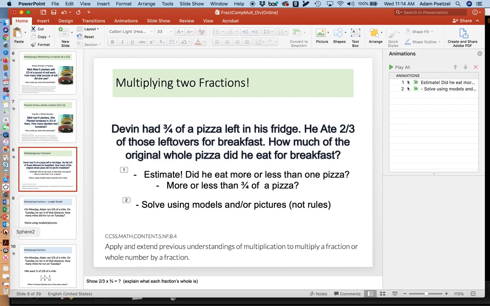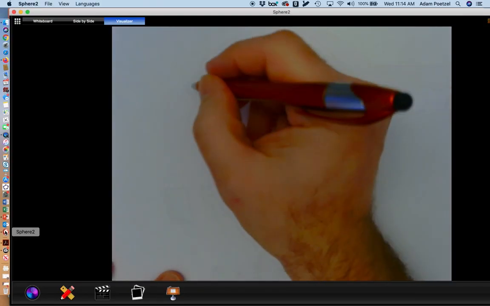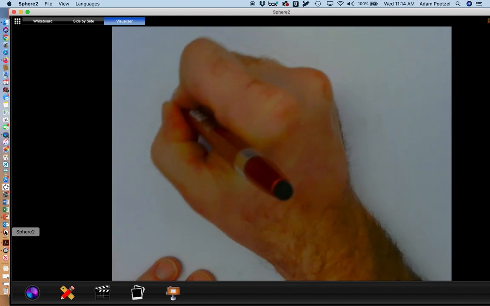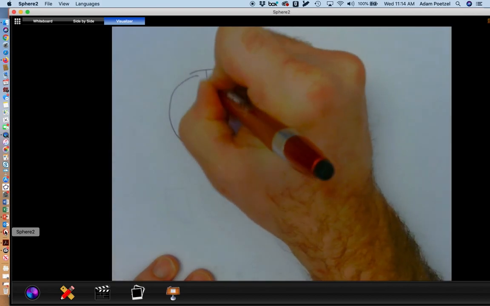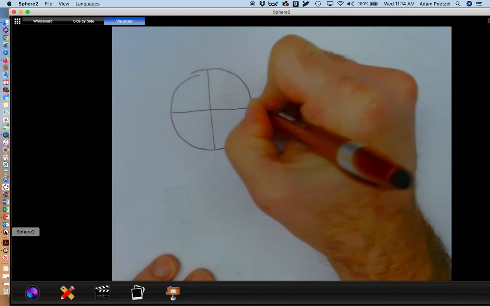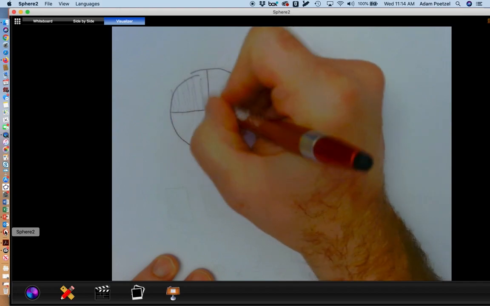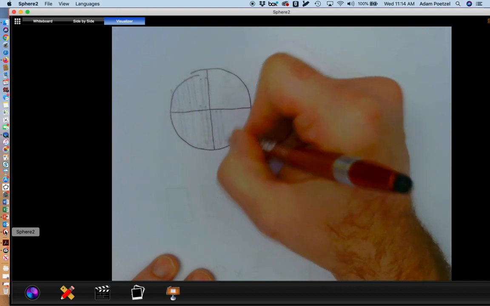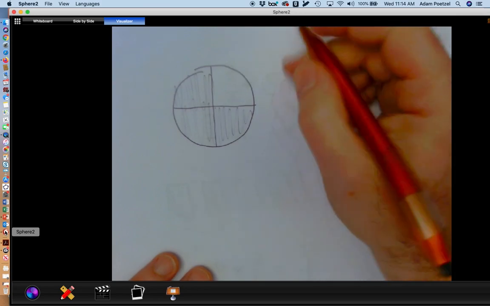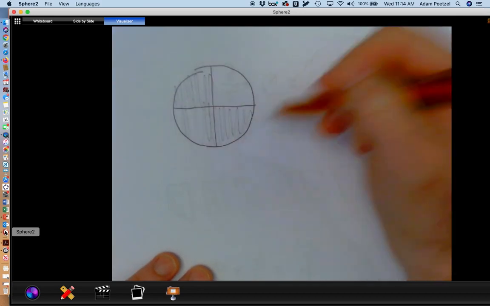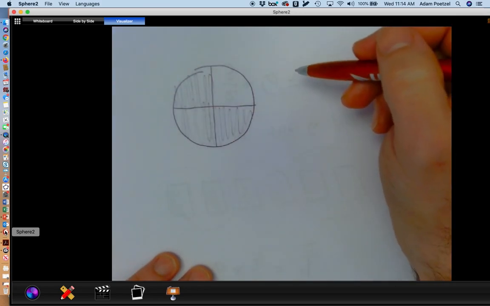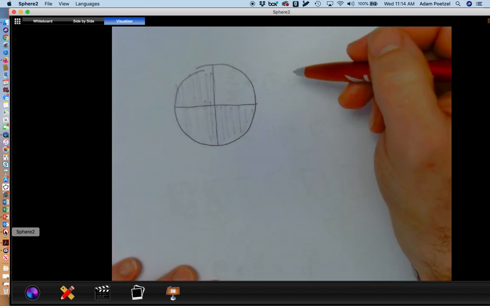All right, well, let's take a look at this. Again, this is a friendly problem, but that's a good place to start to try to make sense of some friendlier ones. It says that in the morning, I guess Devin came downstairs and there was some leftover pizza from last night's dinner. There's our whole pizza. And so there was 3/4. And Devin ate 2/3 of the 3/4 that was left over from the previous night.